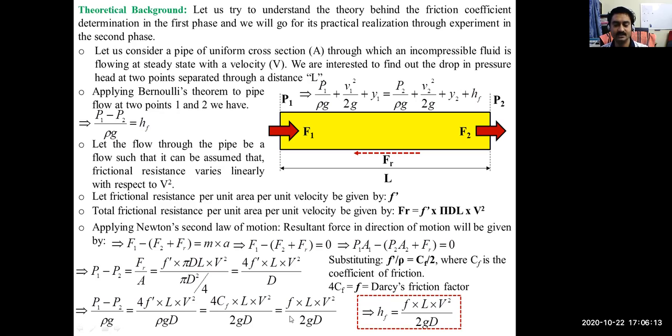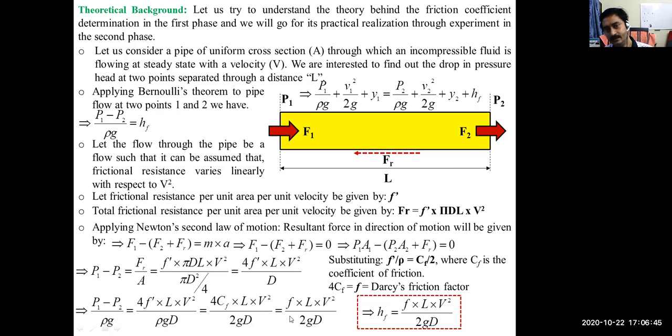So we are finally concerned with this particular equation: HF is equal to FLV square by 2GD, where HF indicates the pressure head drop, P1 minus P2 divided by rho g, at any 2 points separated by distance capital L, and this L is the same for all the pipes. F is the friction factor, the Darcy friction factor. L is the length, which I told you to be 1 meter for all the pipes. V is the velocity.